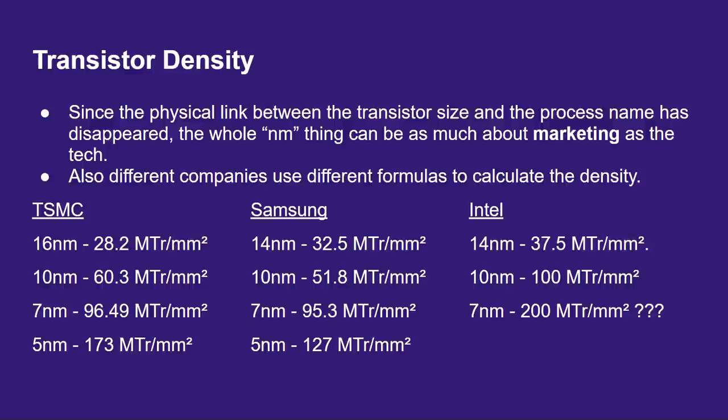And if we go down to look at 7 nanometers, we've got 96.4, 95.3 for TSMC and Samsung. Intel haven't yet got their 7 nanometer. They're saying when they do have it, it will be 200. So much, much greater than what you get from TSMC and Samsung. And in fact, TSMC and Samsung are getting closer to that with their 5 nanometer. So 173 million transistors per square millimeter from TSMC, less for Samsung, 127. And in fact, I have read a report that's saying maybe Intel are considering renaming their 7 nanometer as actually 5 nanometer to make up for this gap in the marketing.